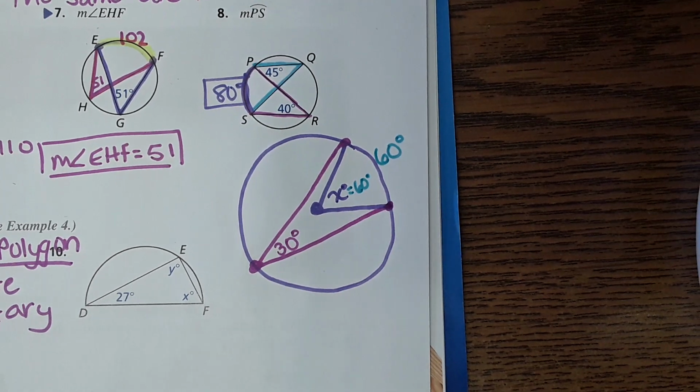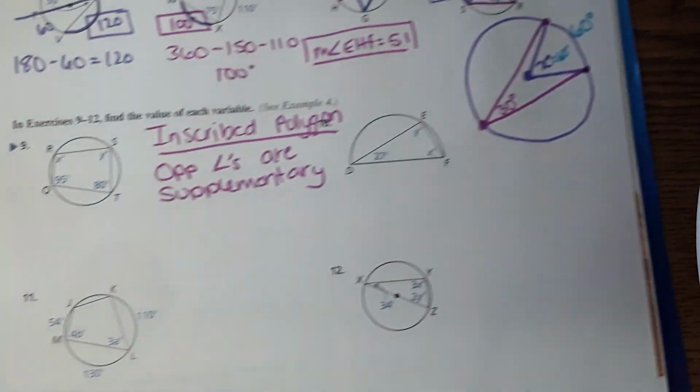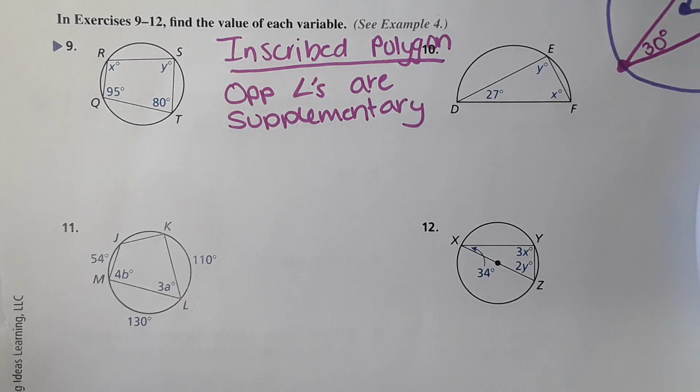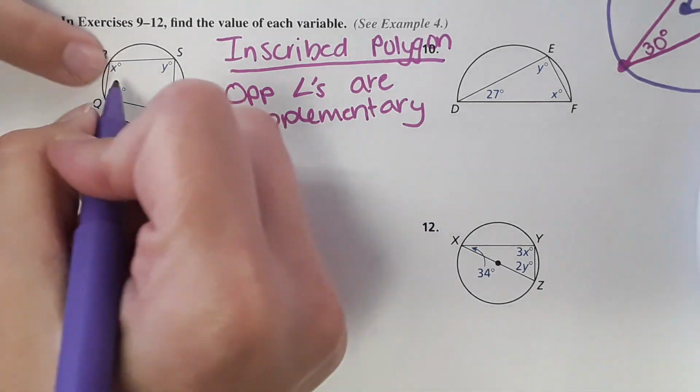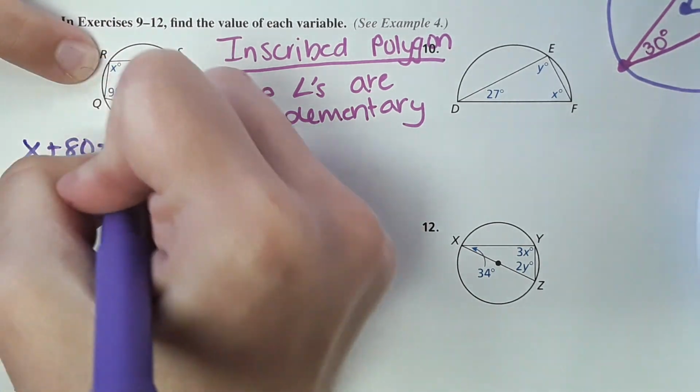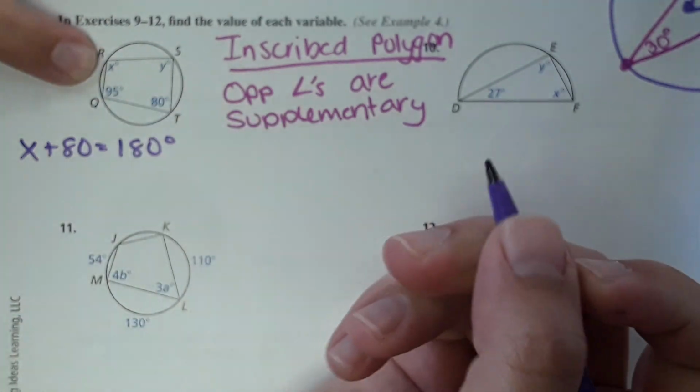Okay, next one. Inscribed polygons. For an inscribed polygon, you might have seen this on Khan Academy as well, opposite angles are supplementary. So write this down if you don't have it on your paper already. Okay, number 9. Opposite angles are supplementary. So this angle plus this angle equals 180. So x plus 80 equals 180 degrees, and then you can solve for x.